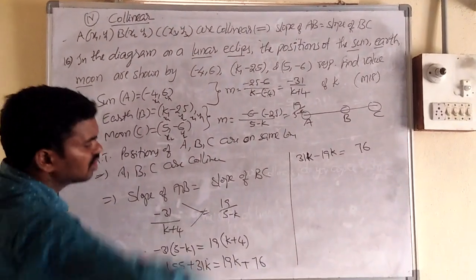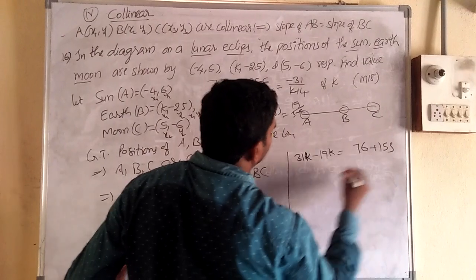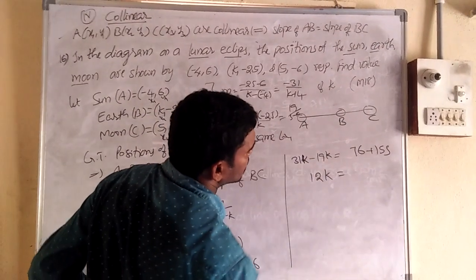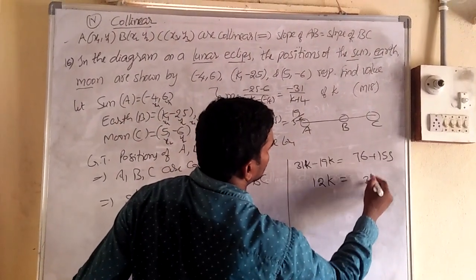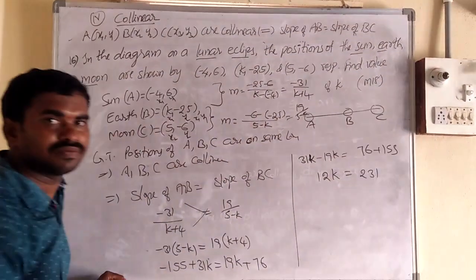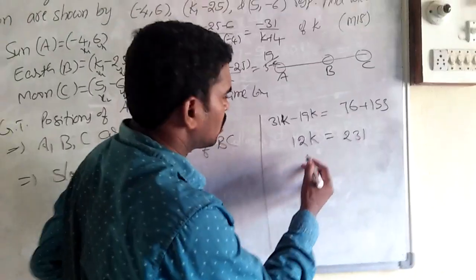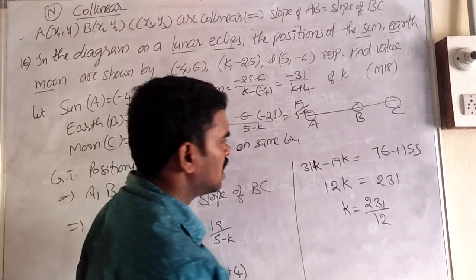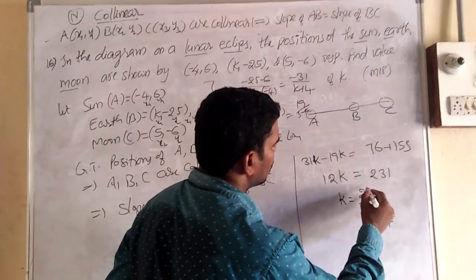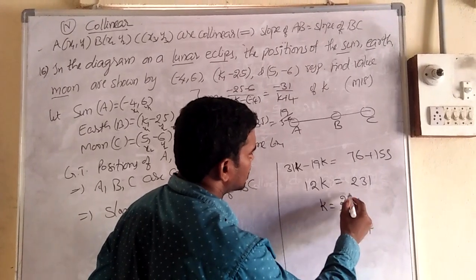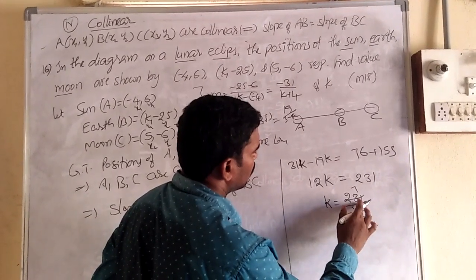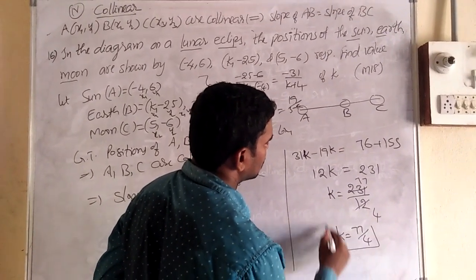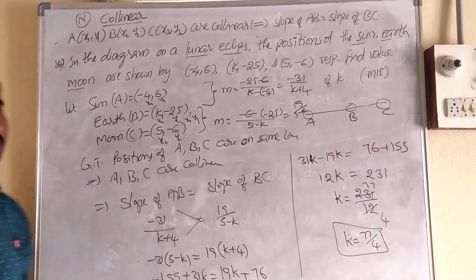Before the equal sign there is -155, sending it to the right side becomes plus 155. So 31 minus 19, how much? 12k is equal to 76 plus 155, which is 231. Am I right? So k equals 231 by 12. Can we cancel it in any table? In the 3 table: 3 7 is 21, and 3 4 is 12, 3 77 is 231. So k equals 77 by 4. That is the answer. This is about collinear.